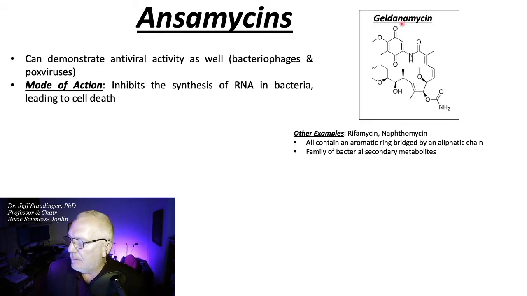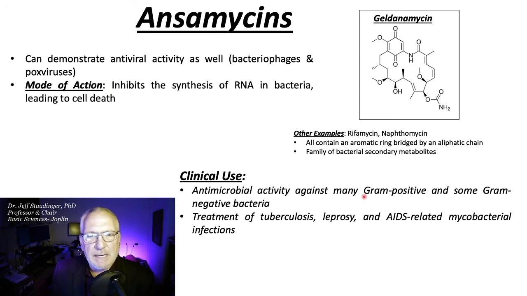Antimycins, including geldanamycin. Other examples include rifamycin and daptomycin. These drugs demonstrate antiviral activity against bacteriophages and poxviruses. These drugs inhibit the synthesis of RNA in bacteria, leading to cell death. They're used against many gram-positive and some gram-negative bacteria. For example, the treatment of tuberculosis, leprosy, and AIDS-related mycobacterial infections.